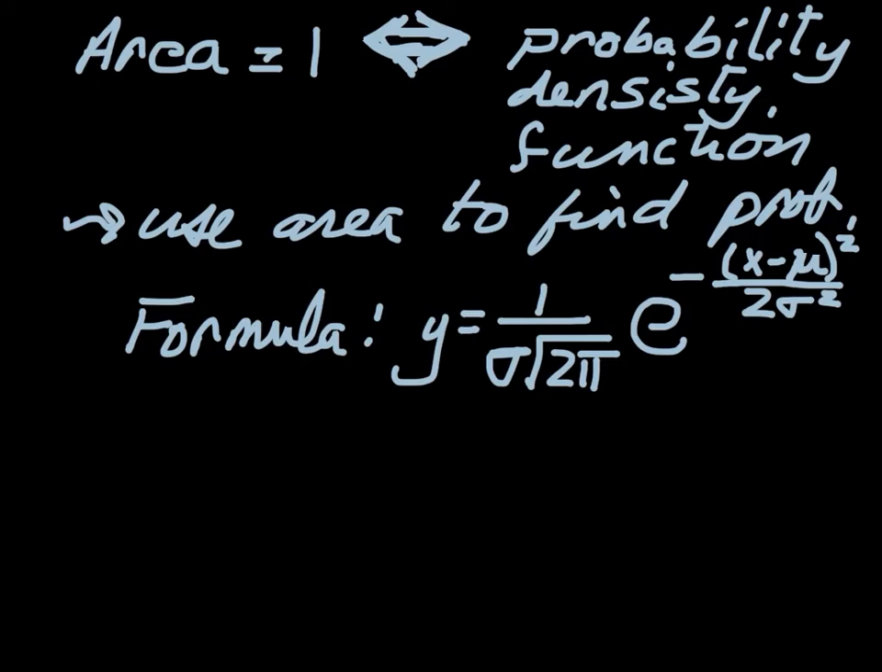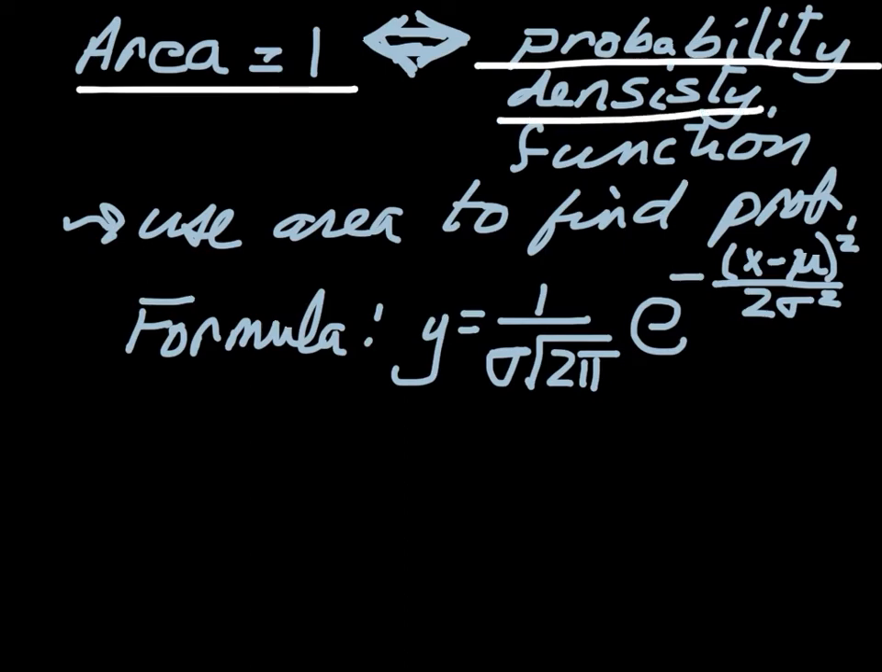Here's just a fact to kind of reinforce something. If the area is equal to 1 under a curve, then that means that the curve is a probability density function or probability distribution, which means then that you can use the area to help find probabilities. And that's really a key fact.